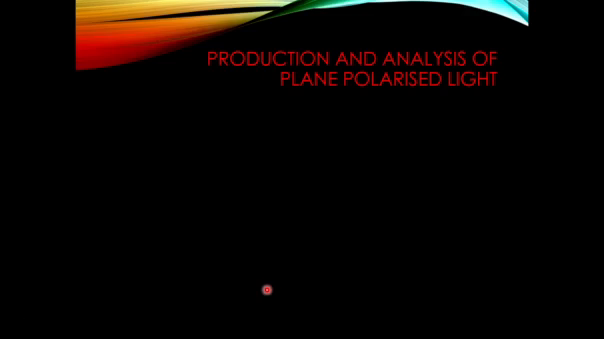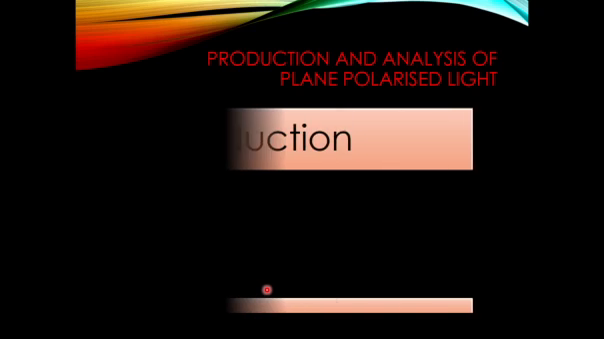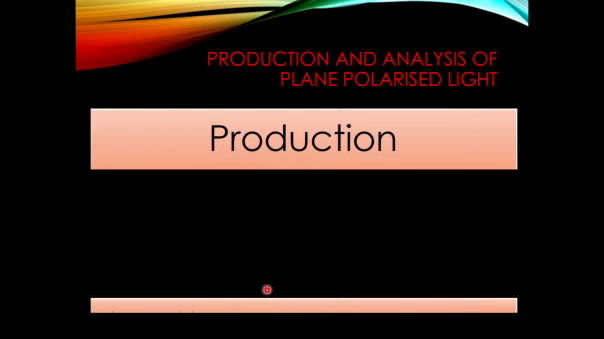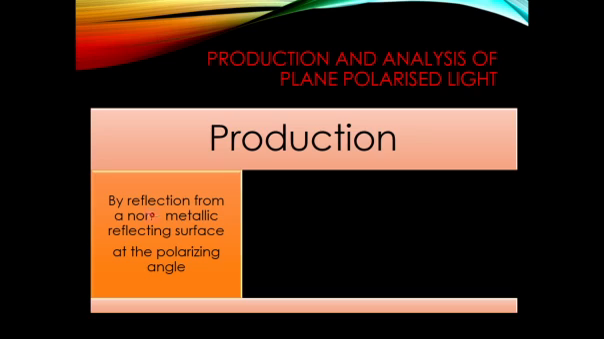Hello students, today we will discuss the production and analysis of plane polarized light. It is like a conclusion of what we have learned so far. We have seen that we can produce plane polarized light if a light is incident on a non-metallic surface at a polarizing angle or Brewster's angle, in which the reflected light will be completely plane polarized.